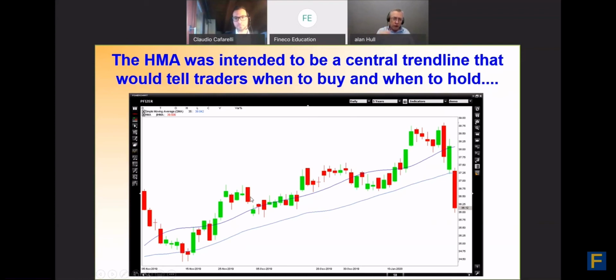So I've identified there's the hold zone, there's the buy zone, there's the hold zone, there's the buy zone, there's the hold zone. So you can see what I've done there: creating the Hull moving average as that central trend line identifies that buy zone. So that was its original intended purpose, and why I created it.